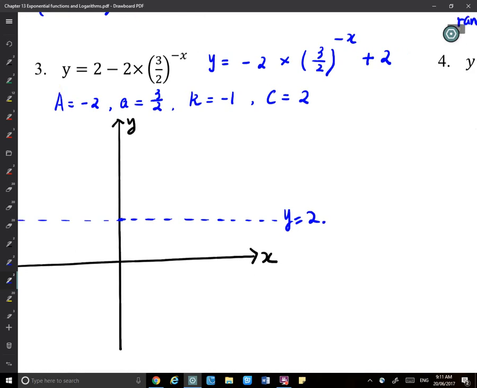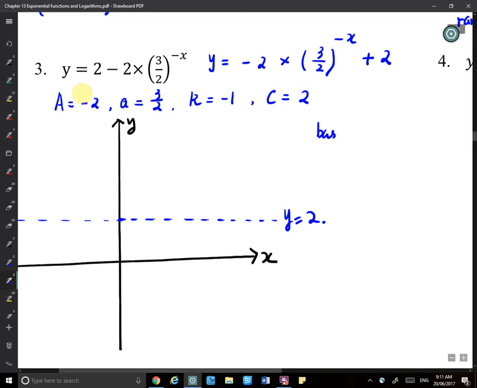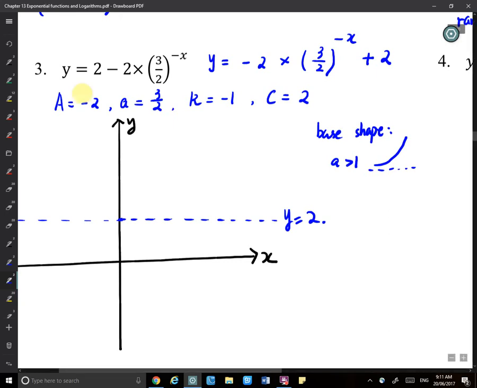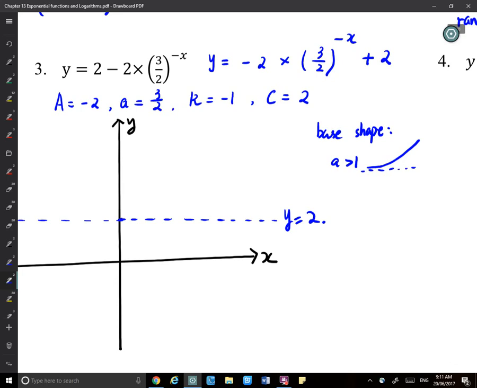Then let's think about the base shape. The base shape is a greater than 1. I will have an increasing graph. Okay, a greater than 1, 3/2, 1.5. A is definitely greater than 1. So an increasing shape. Oh, today we have a shortened period. Now I have 4 more minutes.